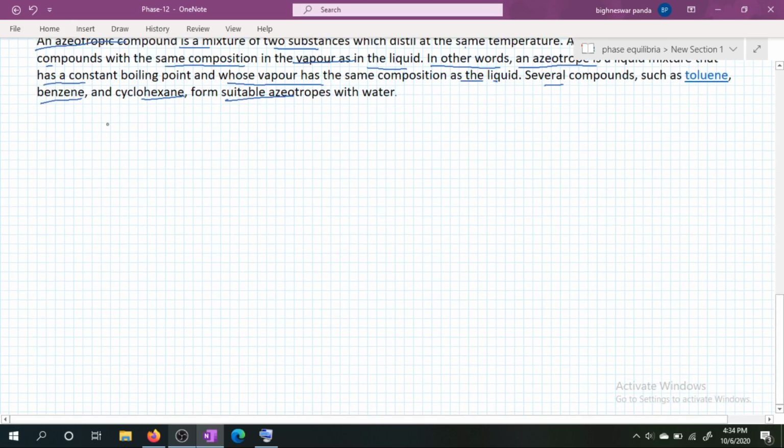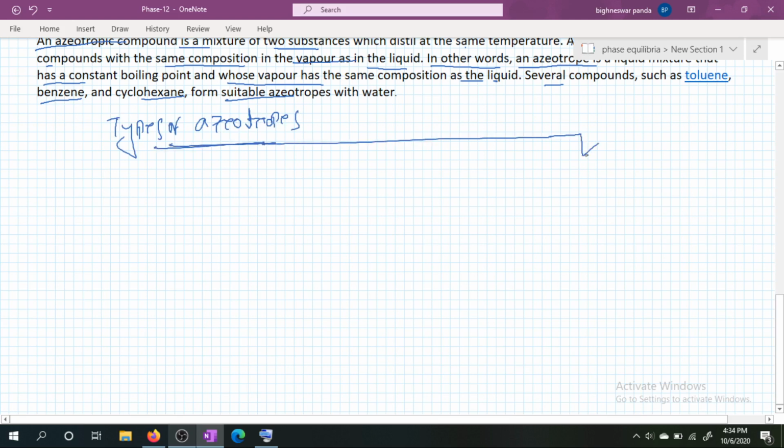Types of azeotropes. Azeotropes are of two types: minimum boiling azeotropes and maximum boiling azeotropes.